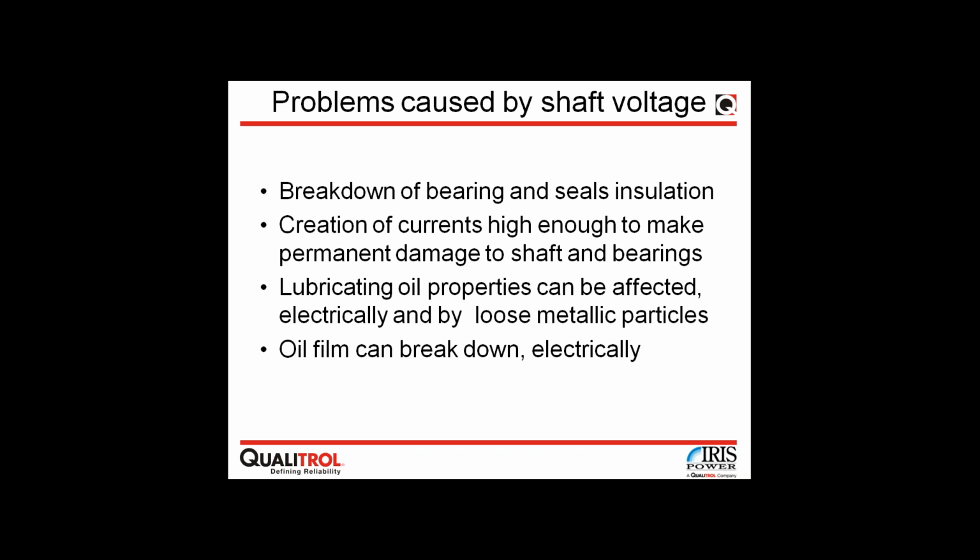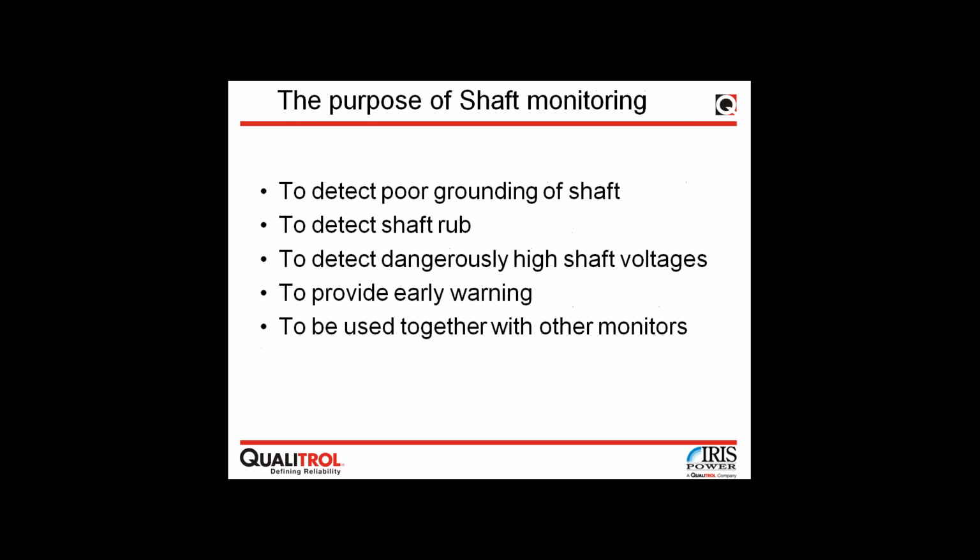Problems that could come from a shaft voltage are a breakdown of the bearing and seal insulation, and the current flow could be significantly high, producing permanent damage to the shaft and bearings, affecting the lubrication properties of the oil and further making that oil conductive and breaking down more easily. So that kind of problem needs to be addressed, and the purpose of shaft monitoring in this case is to detect poor grounding of the shaft.